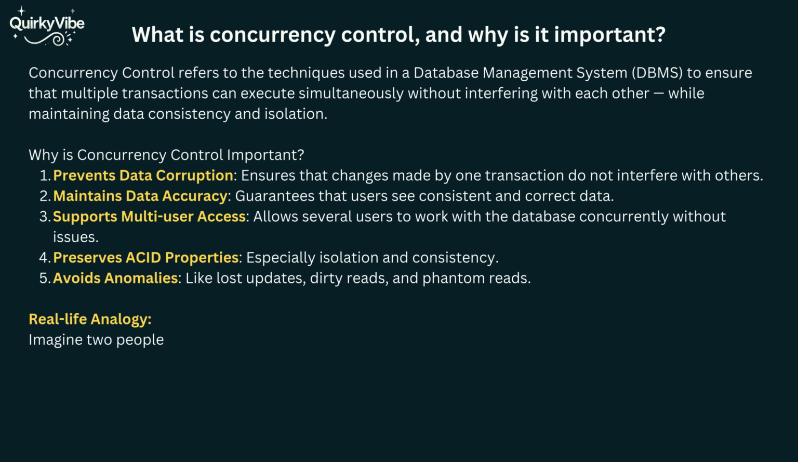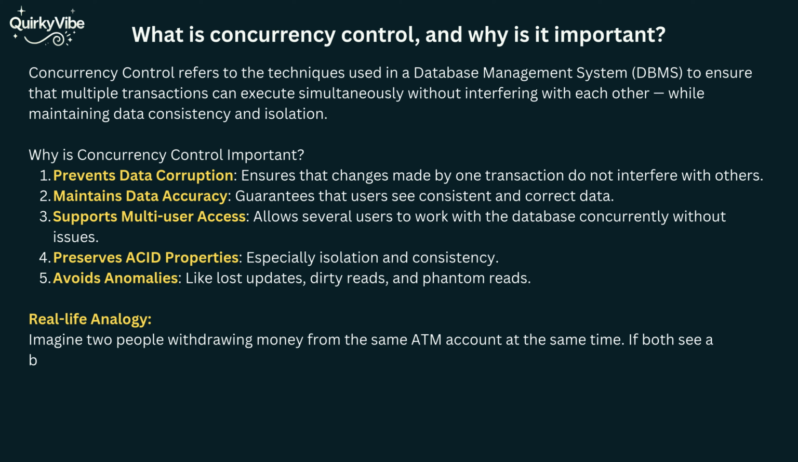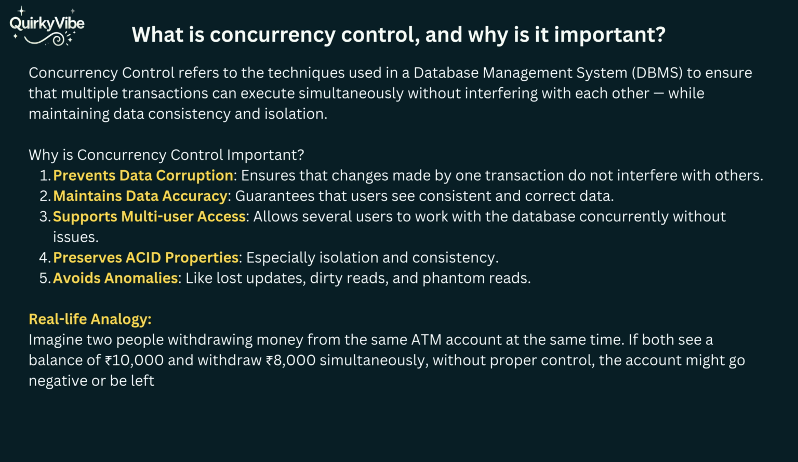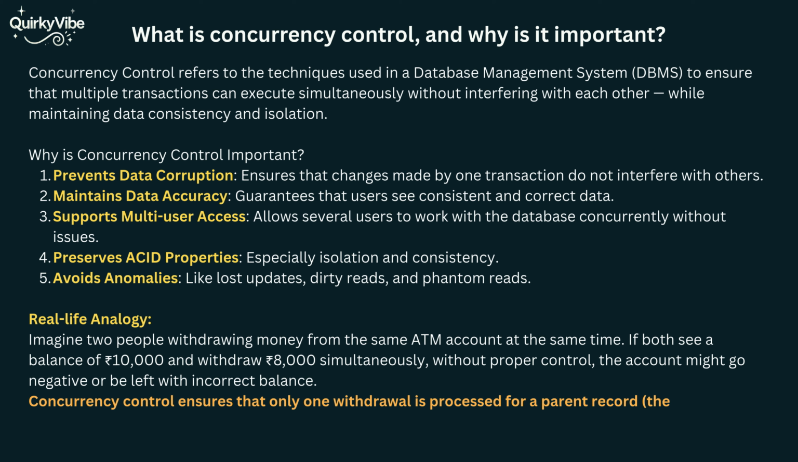Real-life analogy: imagine two people withdrawing money from the same ATM account at the same time. If both see a balance of 10,000 rupees and withdraw 8,000 rupees simultaneously, without proper control, the account might go negative or be left with incorrect balance. Concurrency control ensures that only one withdrawal is processed for a parent record, the account, at a time, maintaining data consistency and preventing such conflicts.